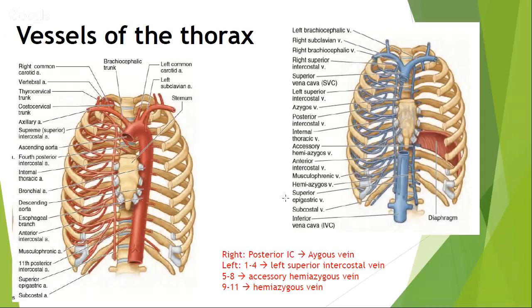In terms of the vessels, it's pretty straightforward, no really good way of remembering it. Just in terms of the venous drainage, because it does occasionally come up. The posterior intercostal veins are easy, they just drain straight into the azygous vein on the right side. On the left side, intercostal spaces 1 to 4 drain to the left superior intercostal vein, 5 to 8 to the accessory hemiazygous, and 9 to 11 to the hemiazygous veins.